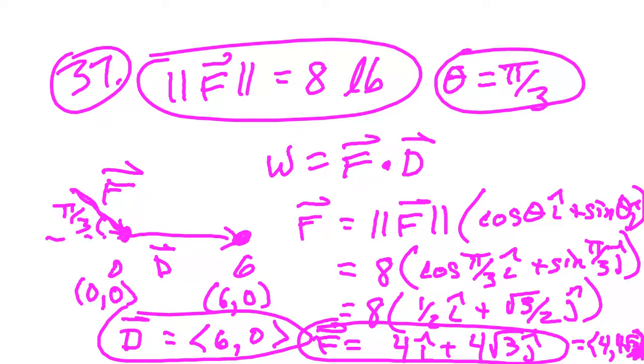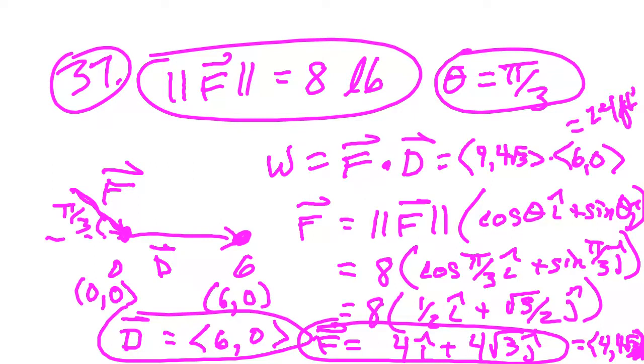So the force vector dot the distance vector is 4, 4 root 3 dot 6, 0. If I do that, that'd be 24 plus 0, which equals 24. And what would the label be? Foot-pounds. So 24 foot-pounds for part A there.